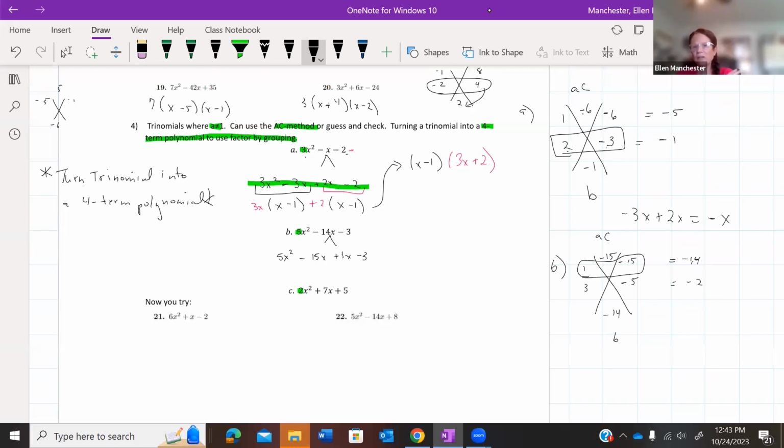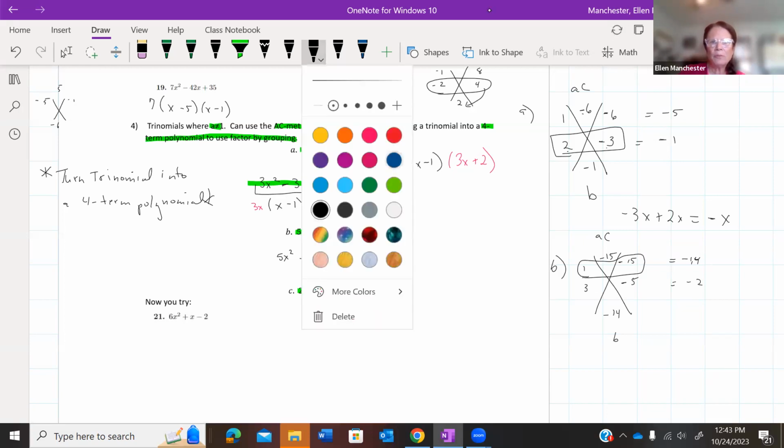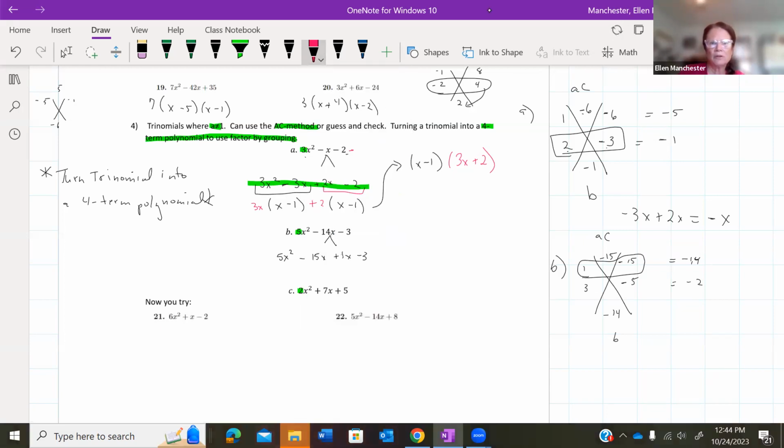Okay, and I could have done it the opposite. I could have done plus 1x minus 15x. I just saw that the 5 and the 15 have something in common. So now I have a 4-term polynomial. So I factor out a 5x. What's left is x minus 3.